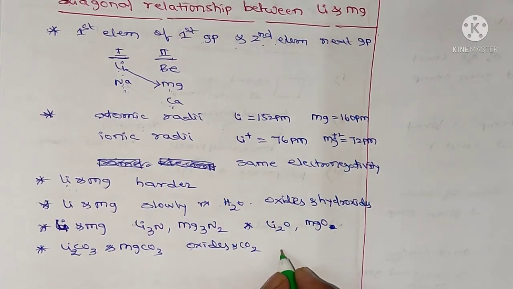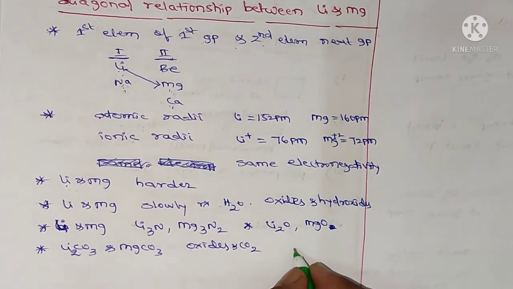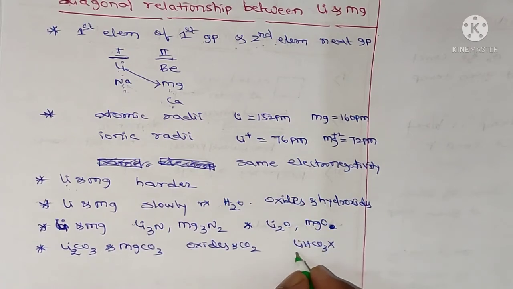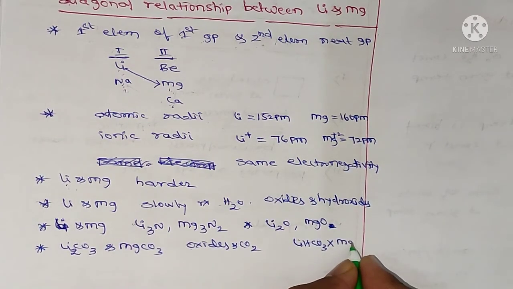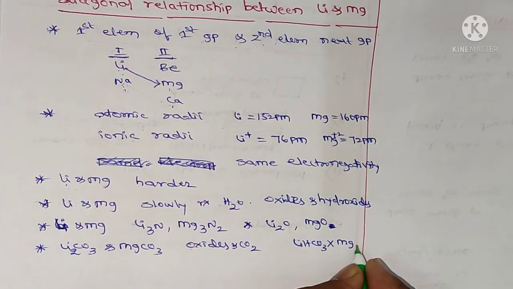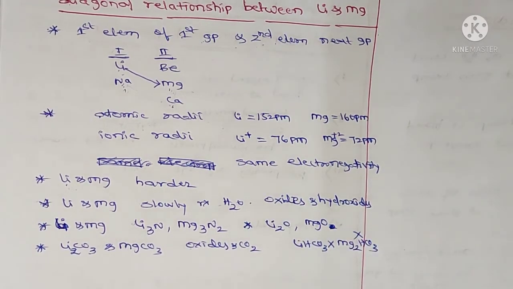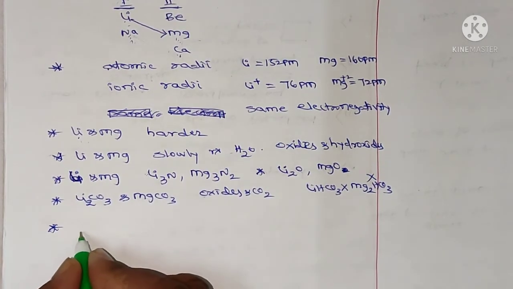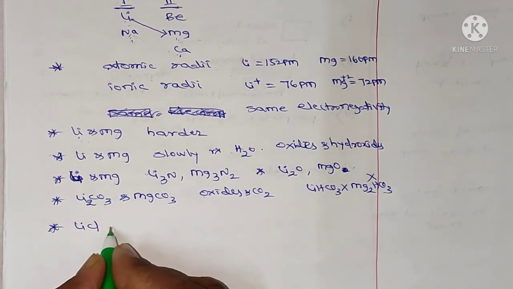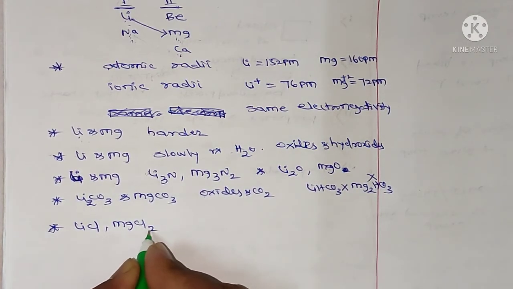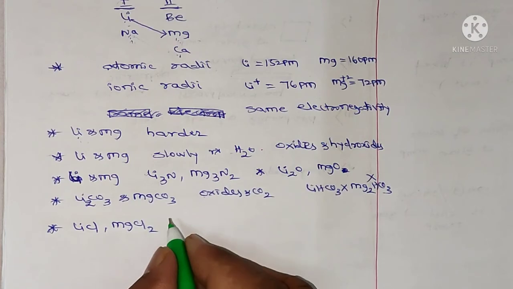But lithium and magnesium cannot form the hydrogen carbonates, means bicarbonates. Lithium bicarbonate, it cannot form. The lithium cannot form lithium bicarbonate, and magnesium also cannot form the bicarbonate. And lithium chloride, magnesium chloride, both are soluble in ethanol.